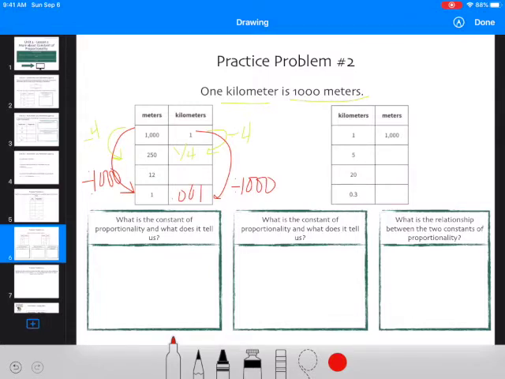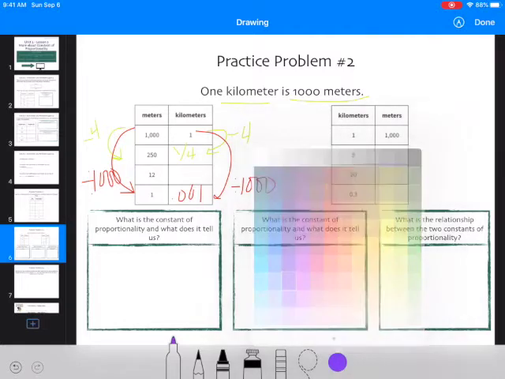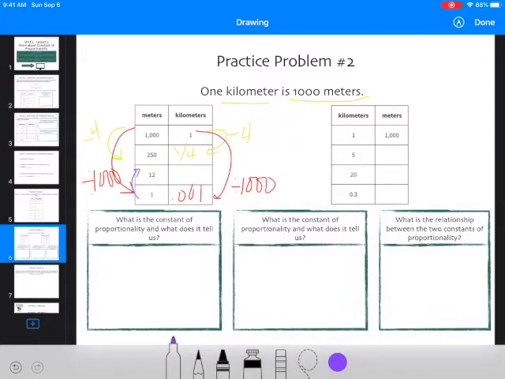So then if I want to go and get 12, multiply by 12. So again, I'm going to need my handy dandy calculator. I get 0.012. All right, so then it says, now you're going from kilometers to meters.